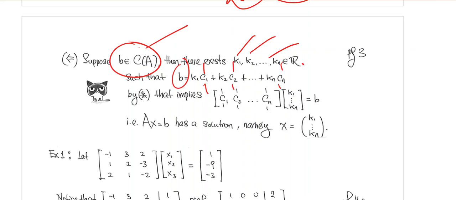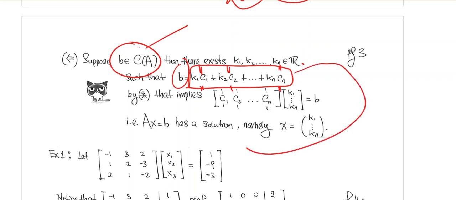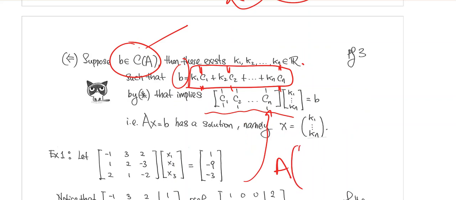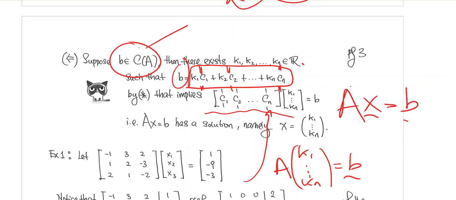Okay, matrix multiplication comes in. So this part right here, if you write it out in matrices, these are column vectors. Again, this is coming from the observations we have from the first week of class. So this part here is actually this matrix multiplication. You will see that this is the A, and you have this vector with entries k1 all the way to kn equal to b. That means that Ax equals b has a solution. What is the solution? The solution is this. The solution is coming from how you combine the column vectors.